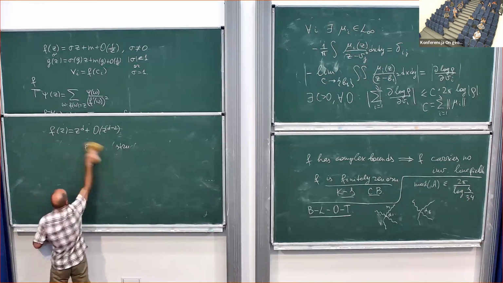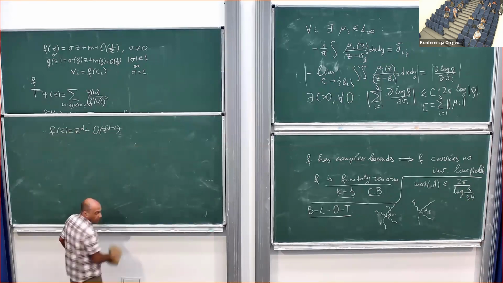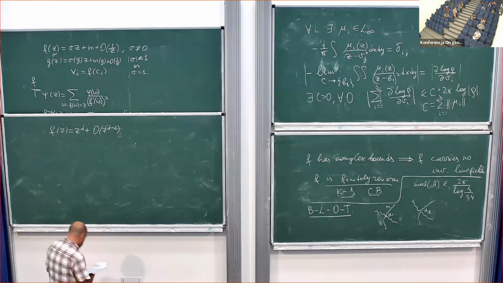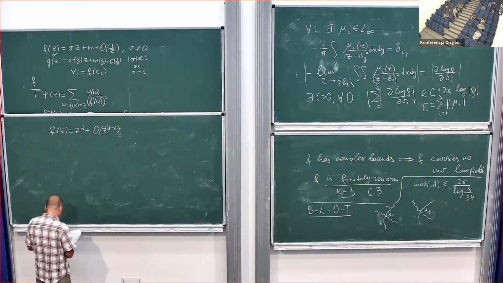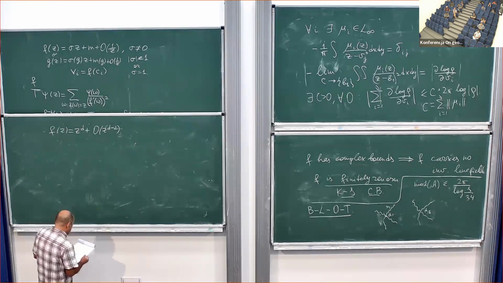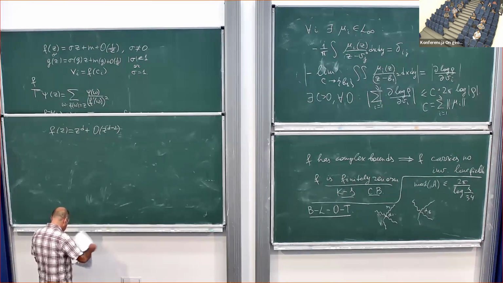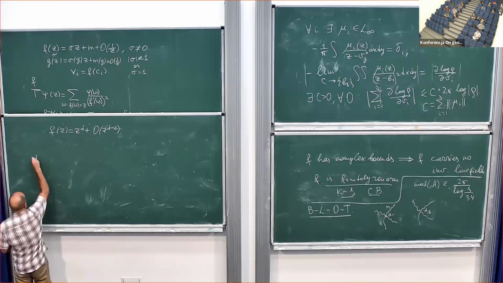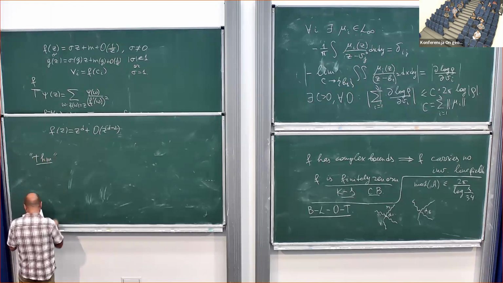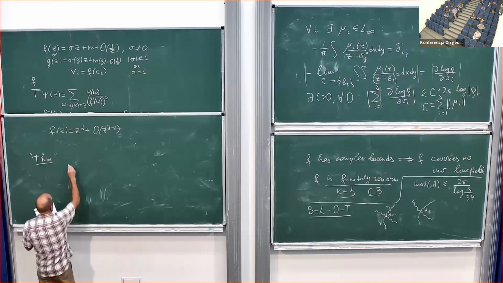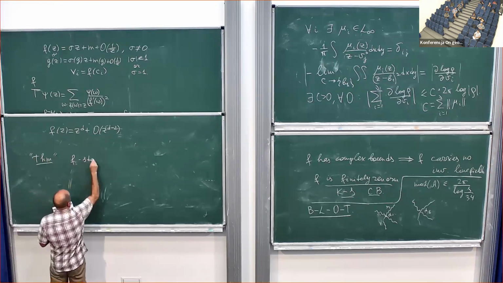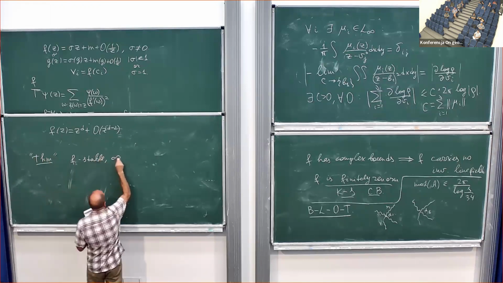For maps without assuming complex bounds, so this is a result that is not written down. Assume that f is stable and infinitely renormalizable.